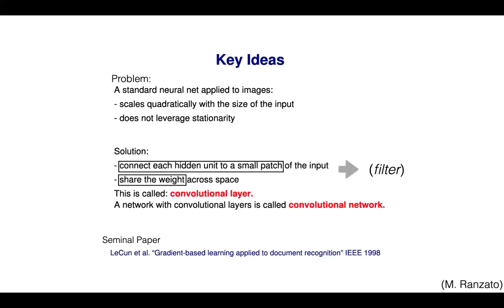And then basically the filter is a convolution operator, and the layer that implements this idea is called a convolutional layer. And a network that has convolutional layers is called a convolutional neural network. And this was introduced in the seminal paper by Yann LeCun, the professor of NYU, in 1998. Right, and after that, this started the deep learning revolution for images and computer vision.